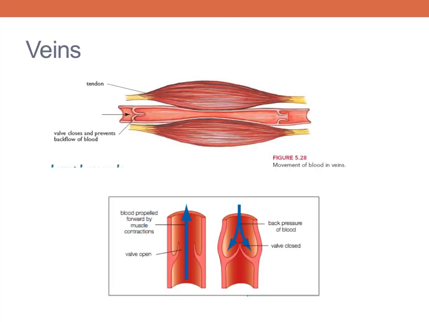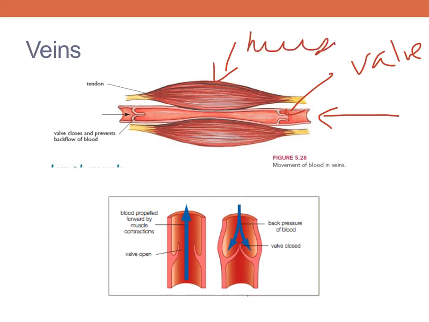So in these pictures here, you can see the vein, and there are those valves there. But around them are these muscles that work with them, contracting to push the blood up between two valves. So valves close and prevent backflow of blood. The muscle contracts and pushes the blood forwards and upwards.